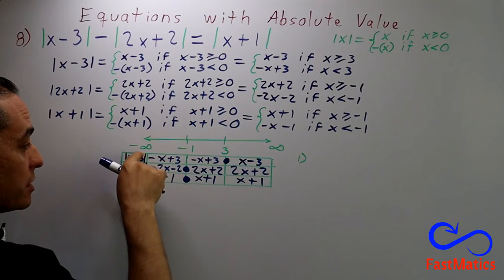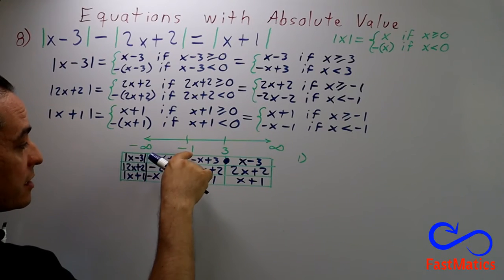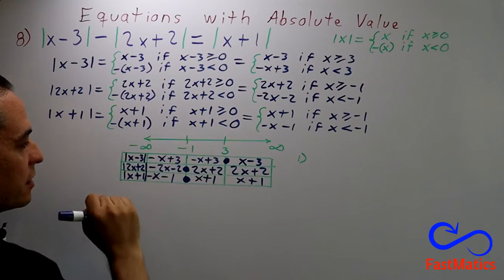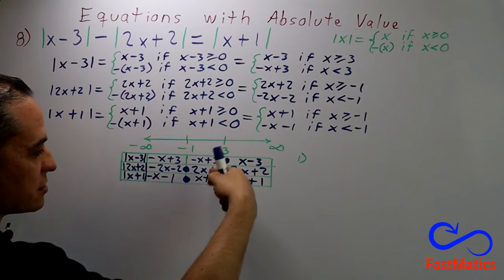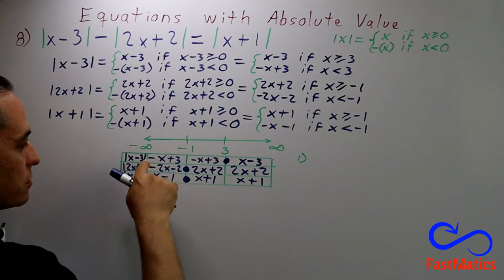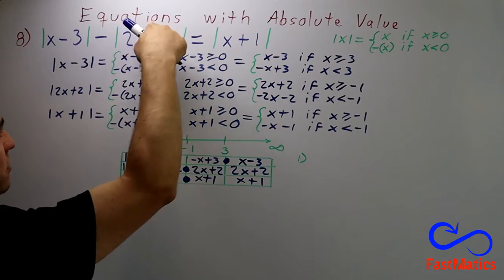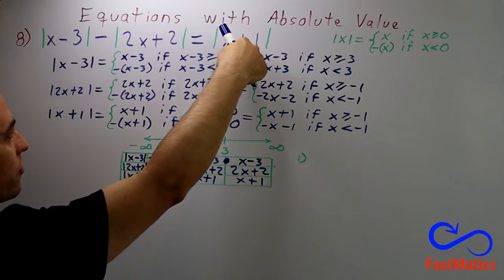For values between negative infinite and negative 1. For values between negative 1 and 3. And for values between 3 and infinite. So first equation. The first line minus the second line equal to the third line.